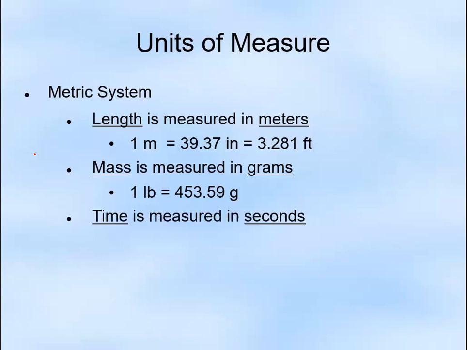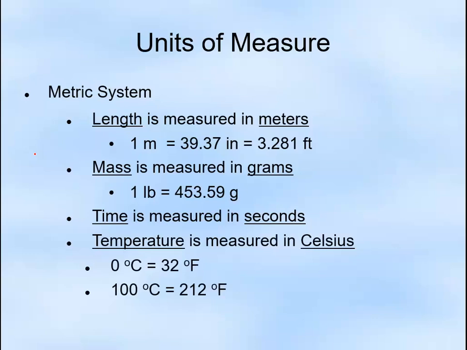Okay. Time is measured in seconds, so that's pretty easy. And then temperature is measured in Celsius. So 0 degrees Celsius equals 32 degrees Fahrenheit, and 100 degrees Celsius equals 212 degrees Fahrenheit, right? We in the United States are used to seeing our temperatures in degrees Fahrenheit, so that's why I'm showing you this. So what is 0 degrees Celsius and 32 degrees Fahrenheit equal to?